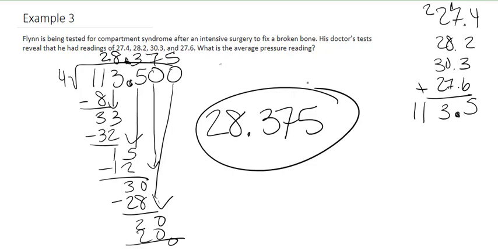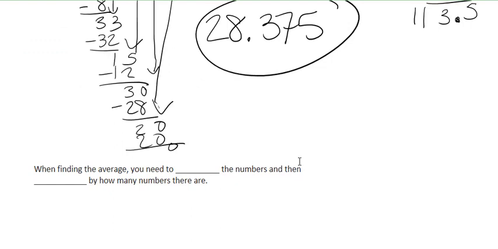So Flynn has an average pressure of 28.375, which means that his body has not developed compartment syndrome at this time. And so, in conclusion, when dividing decimals, there cannot be a decimal in the front number. So if there is, you will need to move the decimal in both the divisor and the dividend. And when finding the average, you will need to add up the numbers and then divide by how many numbers there are. And lastly, when you run out of numbers, remember you can add zeros at the end to keep going.